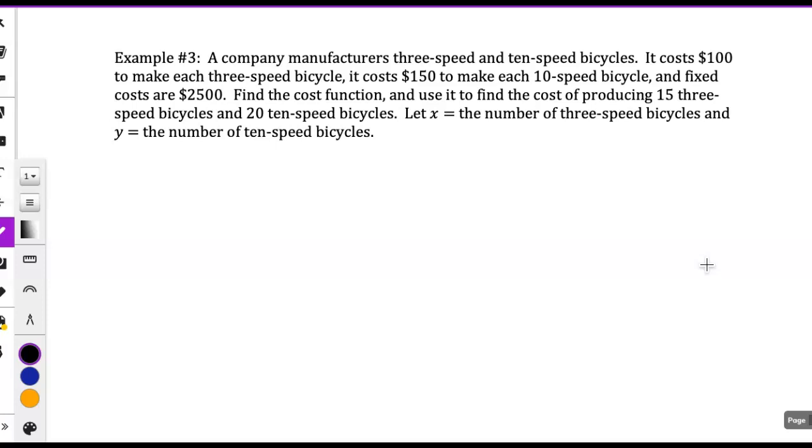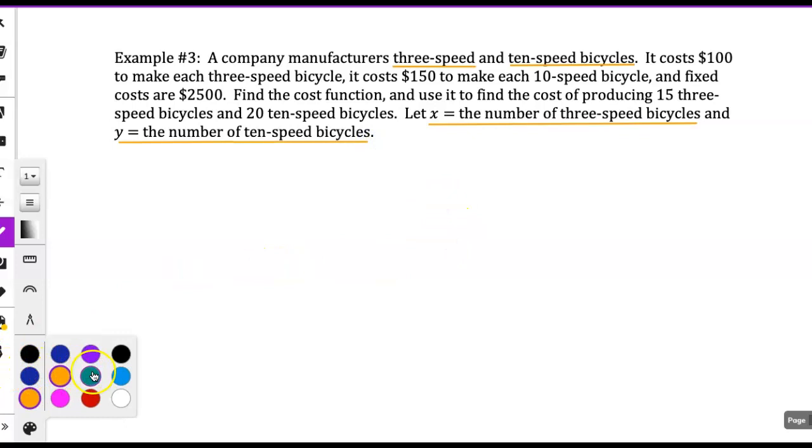Okay, so the next thing that we did was we looked at an equation where you would write a cost equation in terms of two things that a company is making. So this company actually manufactures two things, which we've never really had before. It makes 3-speed bicycles, and it also makes 10-speed bikes. If you keep reading, it says let X be the number of 3-speed bicycles, and let Y be the number of 10-speed bicycles.